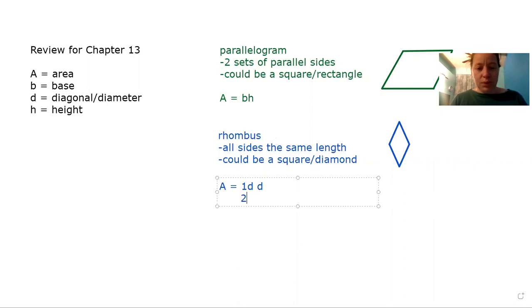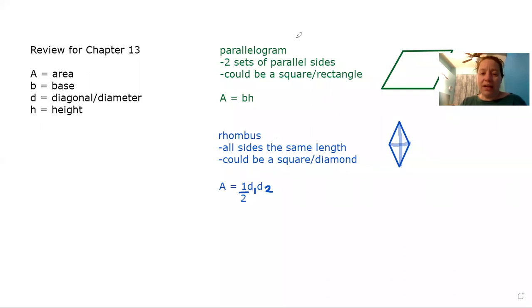So let me put in all my jazz. So 1/2 diagonal 1 times diagonal 2. Remember, the diagonals go straight down, connecting side to side. So I have diagonal 1 and diagonal 2. Those are our diagonals. And then I divide by 2 when I am done. So I multiply them together, then I divide by 2, and I have my area for my rhombus.